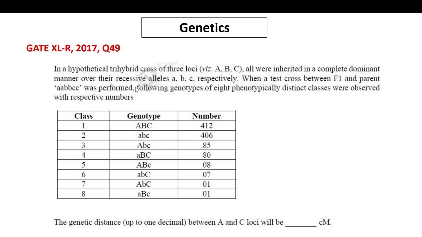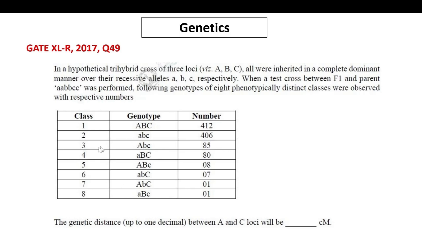So this question is basically talking about a trihybrid cross of three loci. They have given the three alleles, A, B, and C, which are the dominant alleles, and the recessive alleles are small a, small b, and small c respectively. When a test cross between F1 and parental AABBCC was performed. So what is a test cross and what is a trihybrid cross? A trihybrid cross we will be discussing in the next slide.